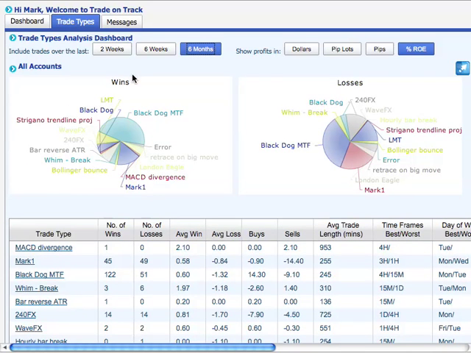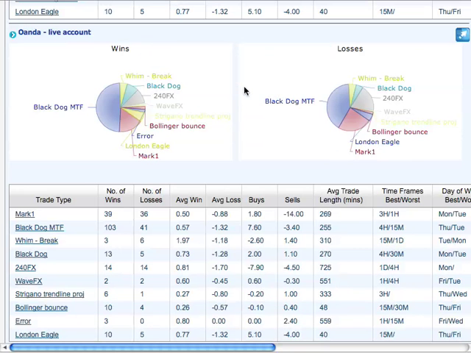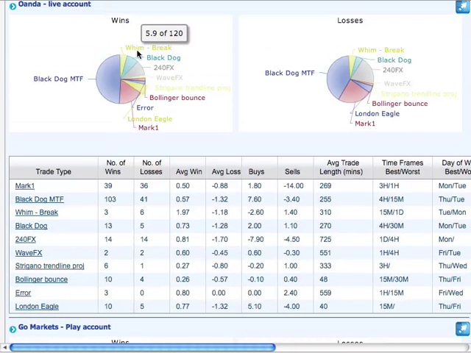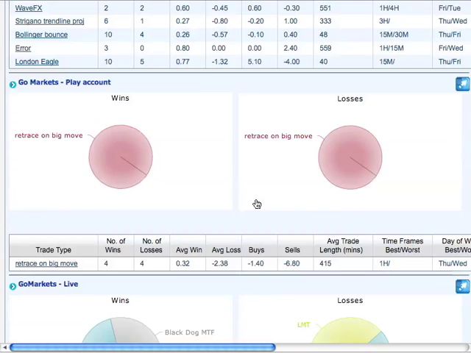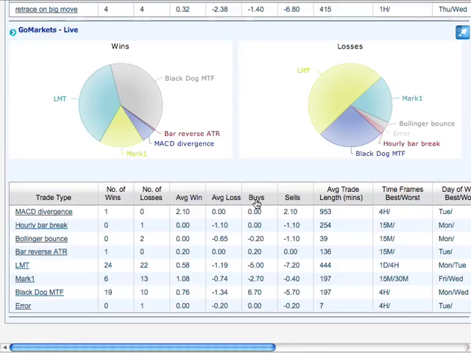We're looking at all accounts here, as I mentioned. Scrolling down further, it breaks it down by each of your individual accounts, with exactly the same sort of detail: a winning pie chart, a losing pie chart, and then the data table showing more detail. That will go through all of the trading accounts that you maintain within Trade on Track.